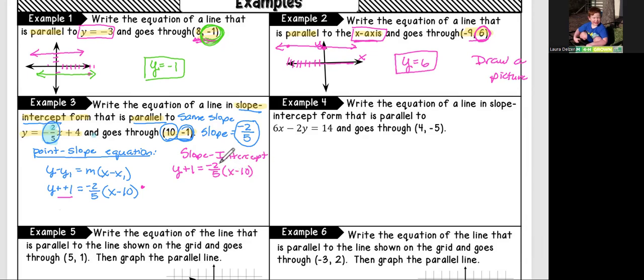All right, so I'm going to distribute. So that gives me -2/5 x. Let me write that more beside it.